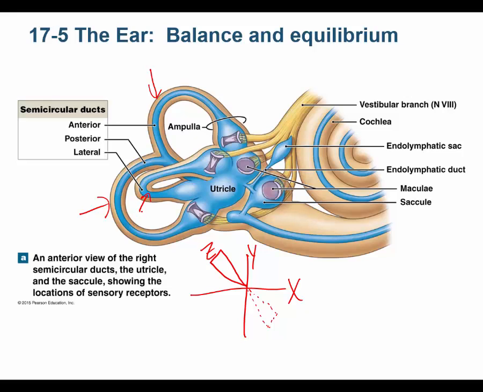And by the way, the semicircular canals being in all three orientations, this endolymph is going to move. And when this endolymph moves, this cupula is going to move. So it's important that the three semicircular canals are in all three orientations.